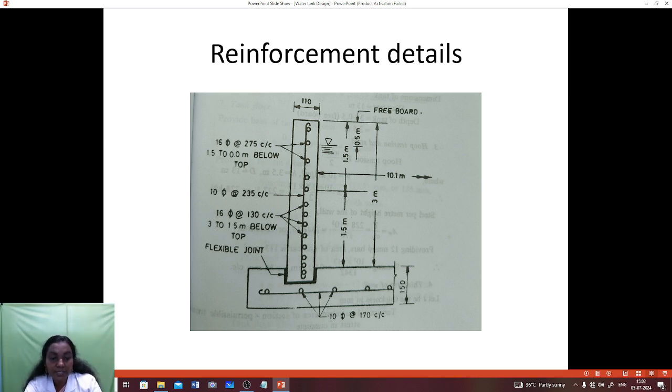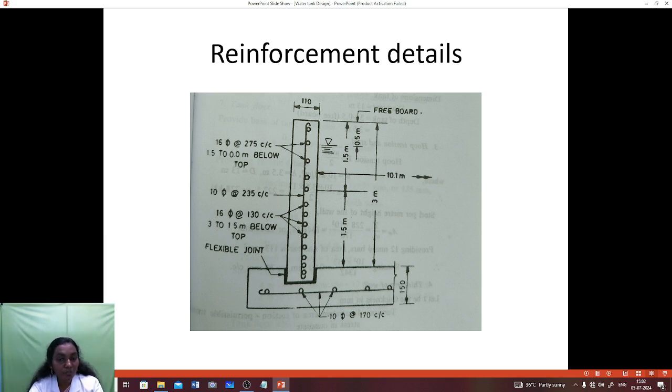Horizontal bar diameter is taken as 16 mm. The tension is acting more below in the water tank, so we provide 16 mm diameter bar at a center to center distance of 130 mm. Compared to the bottom, above in the water tank the tension is less. So we provide 16 mm diameter bar, but the center to center spacing is more, like 175 mm. Okay. This is a flexible joint.